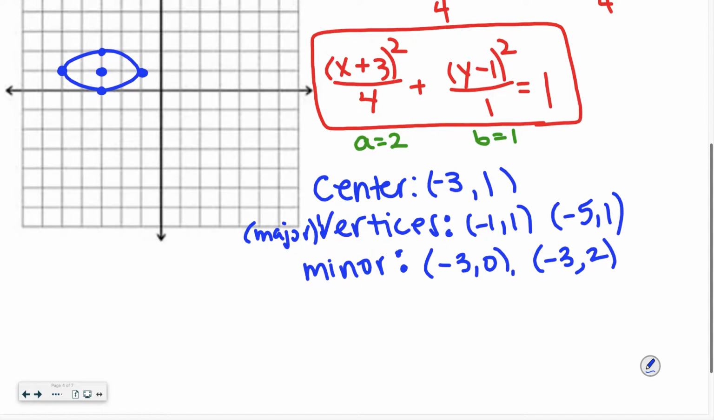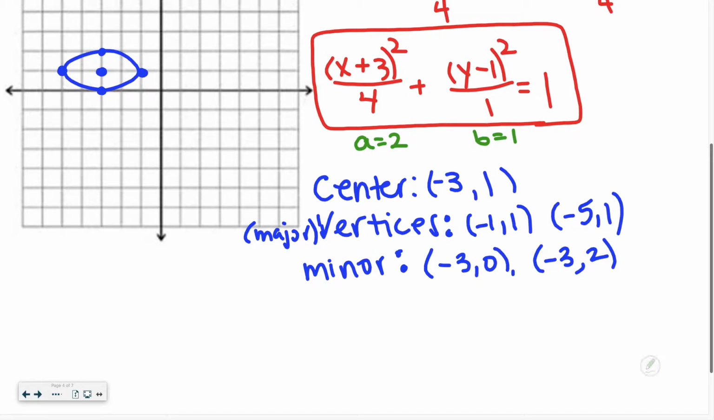Okay, Emily, do you see what I mean by Sydney didn't know if it was horizontal or not, right? Not a problem, Sydney, because if we go 2 in the horizontal direction and 1 in the vertical direction, and then graph it, we can see that it's a horizontal ellipse.